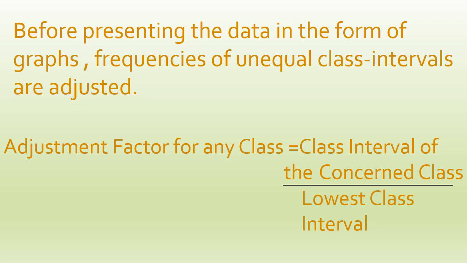Before presenting the data in the form of graphs, frequencies of unequal class intervals are adjusted. So before plotting the graph, when there are unequal class intervals, we have to adjust the frequencies. The formula which we will use is: adjustment factor for any class is equal to the class interval of the concerned class divided by the lowest class interval. First of all, we will understand this through an illustration.